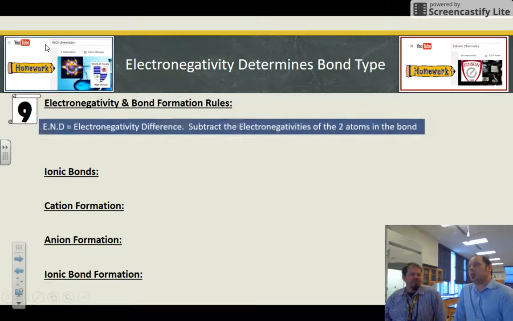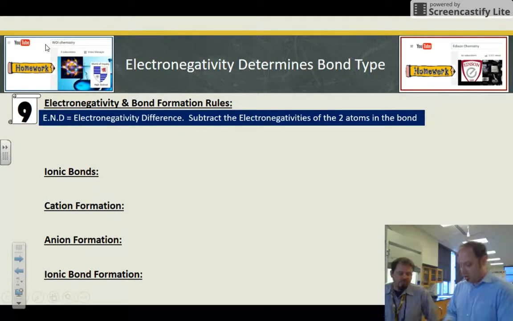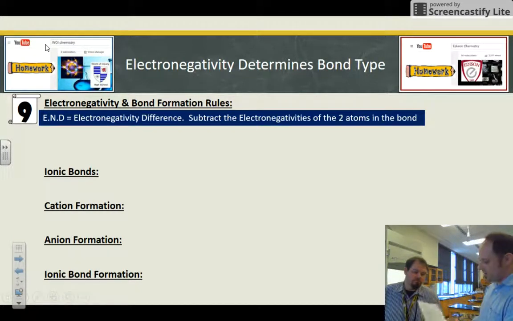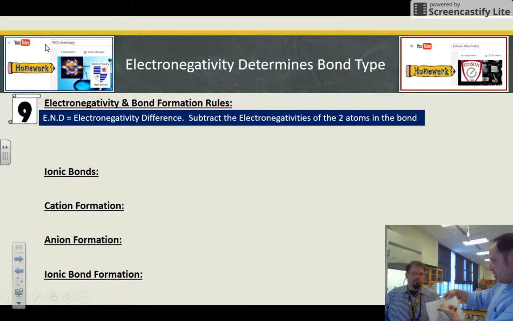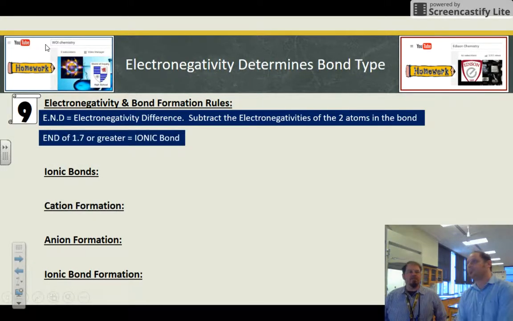So I'm basically just going to find the electronegativity difference, which is subtract the two. So we got to look them up in table S. Yep, they're all listed back here. Electronegativity, it's a number between 0 and 4. I'm going to take those two numbers and I'm going to subtract them.